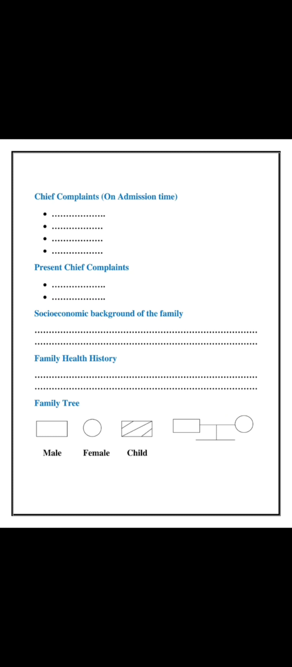And next is family tree. Here you can see a drawing of a family tree, or we can call it a genogram. And you can see here how to denote male persons or female persons, and also how to denote a child patient. So this is a family tree structure.